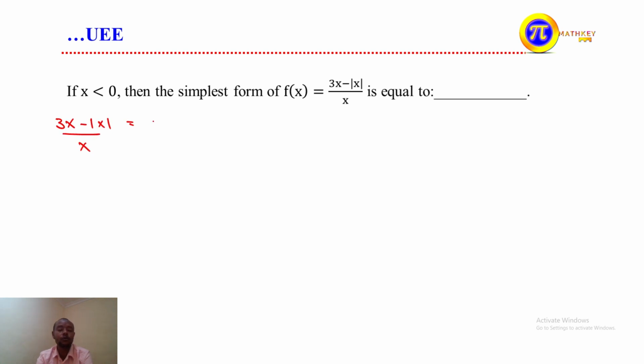Which is equal to 3x minus the absolute value of x. Since x is less than 0, we take the negative of that x, as we defined before, over x, which is equal to 3x minus x, that is 4x, divided by x. We cancel x by x, and what remains is 4. So f of x is equal to 4. We can solve like this.